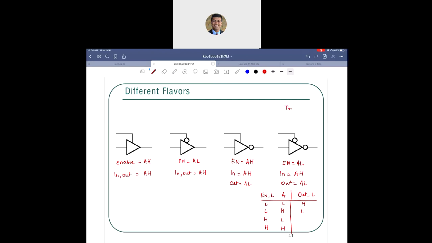So you can think of this as a tri-state inverter with active low enable. This is a tri-state inverter with active high enable. These are tri-state buffers with active high enable and active low enable. Okay, so when enable underscore L is high, that means it is actually inactive. The output in this case is going to be high impedance, not connected.